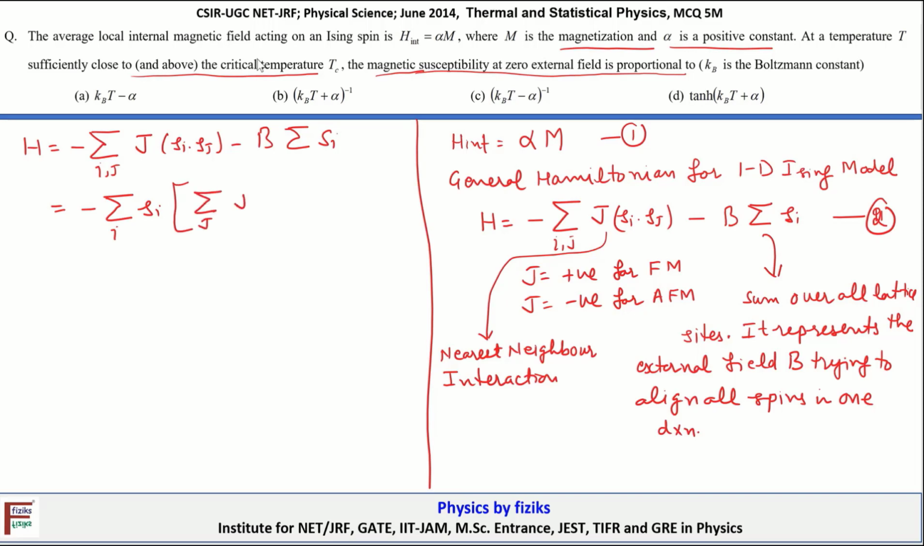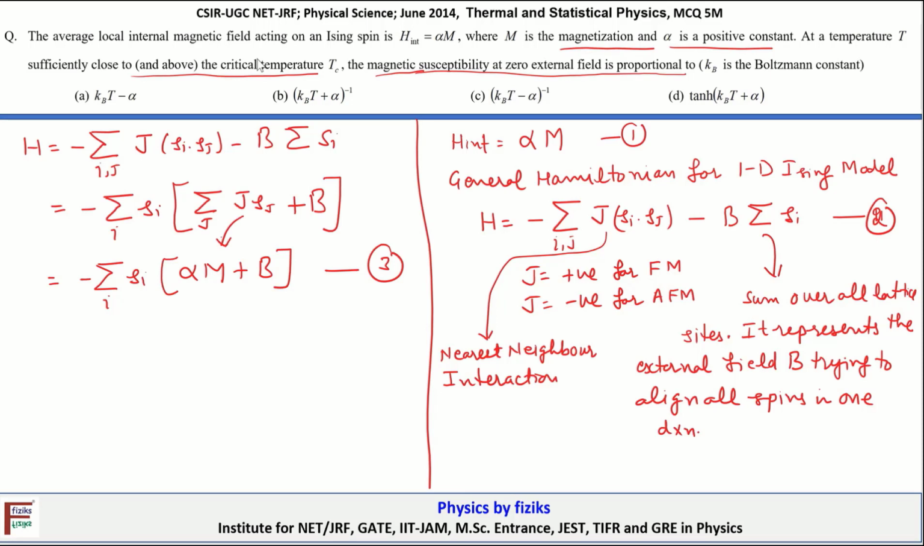Okay, and then J S_i S_j plus b. Okay, and this can be further rewritten as, this is equal to minus S_i as it is, and then inside the bracket I'm writing alpha m, that's the internal field. Okay, I'm going to explain it in a moment, plus b. Okay, let me call this equation 3. So here what we have done is we have replaced this J S_i S_j terms with the alpha m.